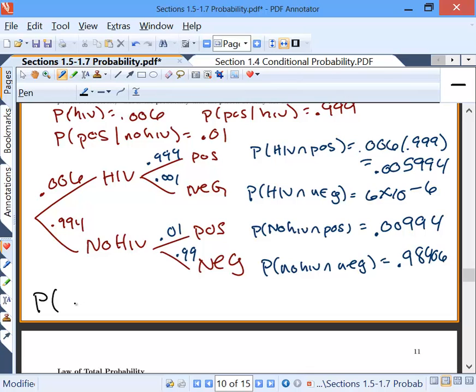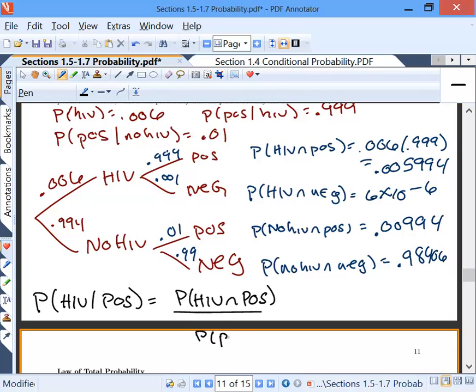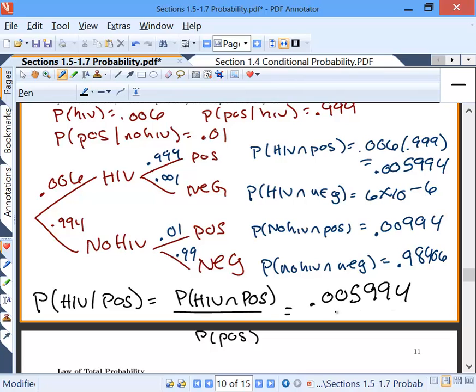The only formula you really have to memorize is the conditional probability. If we want the probability that they have HIV given a positive test result, the conditional probability formula says just do the probability of HIV and positive over the probability of a positive. Then if you do a tree diagram, you should be able to find your way to each answer. Looking at the tree diagram, the probability of HIV and positive is 0.005994 over, and now I need the probability of a positive.